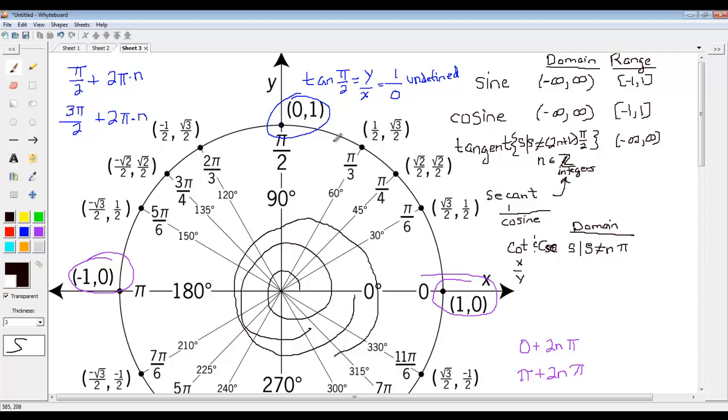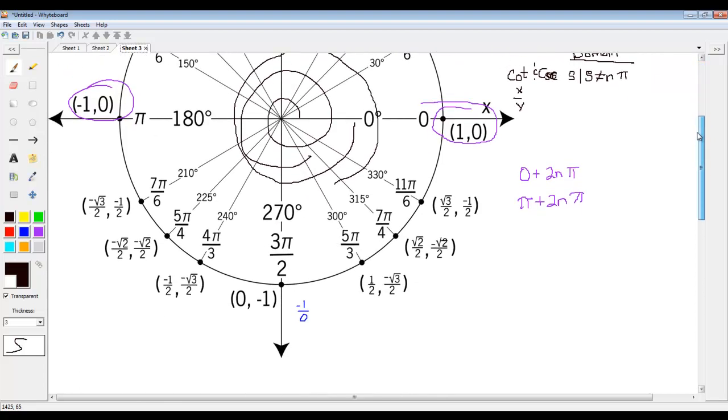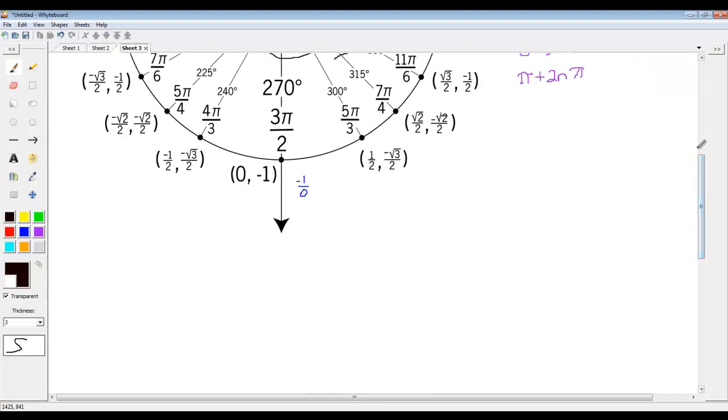So one more little thing. Let's just do a couple quick practice problems of finding values using the unit circle. Let's say you want to find the exact value of sine of negative 3 pi. So you're asked to do something like that.